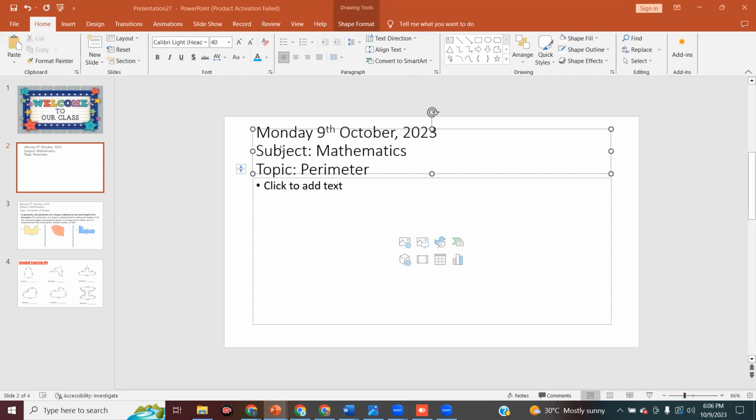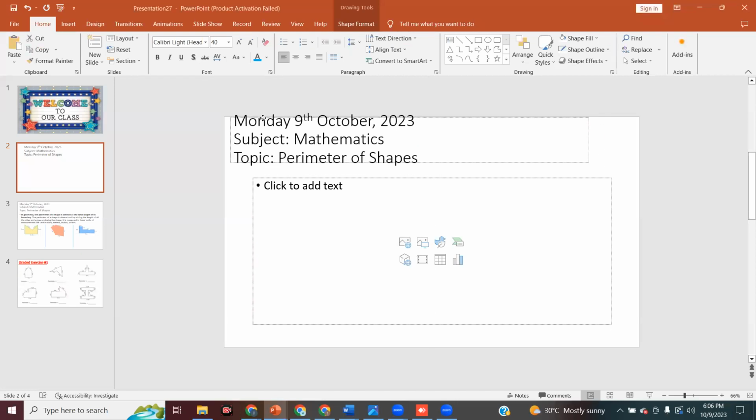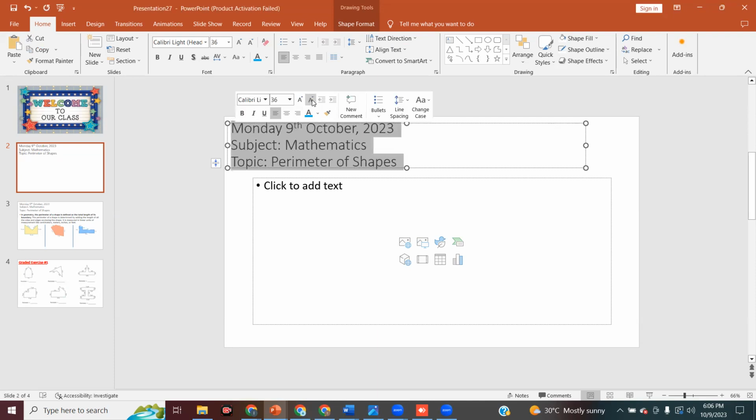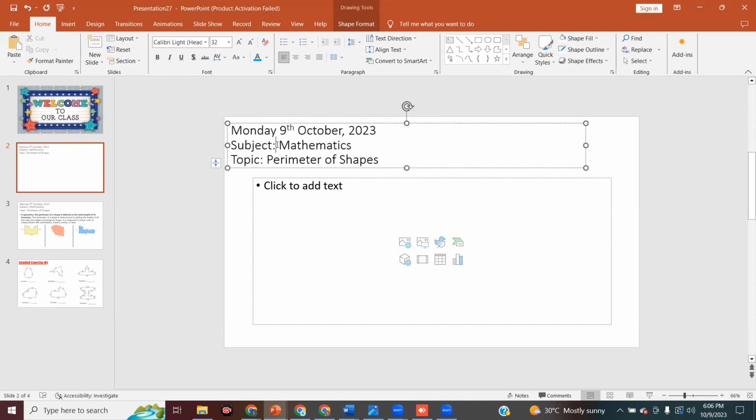All right, so let's head up. This topic is perimeter. The topic is perimeter of shapes. So let's put that down. Perimeter of shapes. All right, when we look at perimeter, what do we mean by the perimeter of a shape? Anyone know? The angle? The angle? No. Perimeter is not the angle.